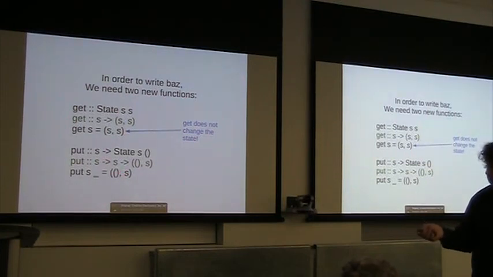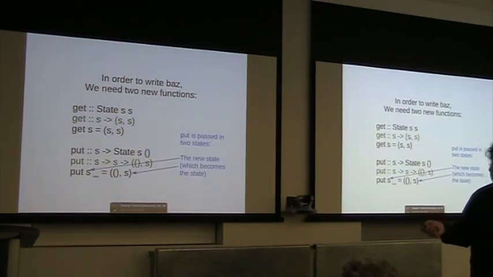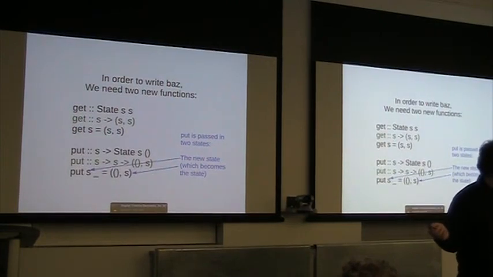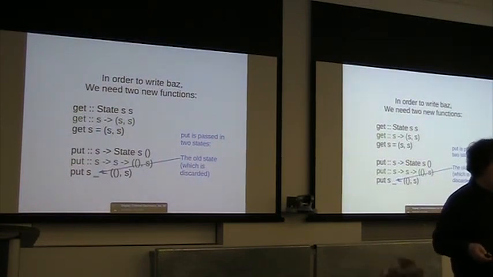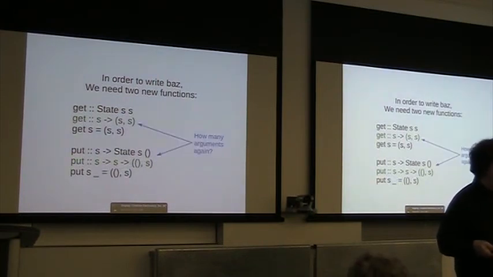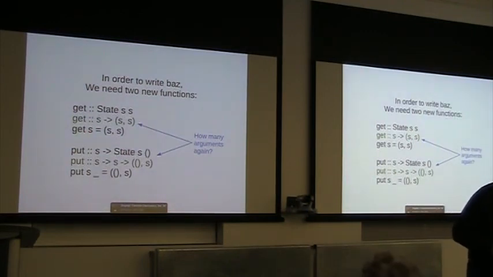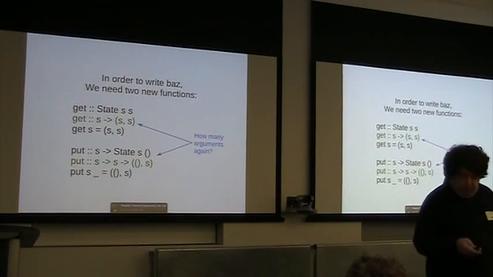Put is a little bit more interesting. Put is passed in two states, right? It's passed in the new state, which is what we want the state to become, and then it's passed in the old state, what the state was when we called the function, which we want to ignore and just throw away. And again, I'm playing serious games here. How many arguments are in the function? Sometimes I want to act as if it's a value, sometimes I want to act as if it's a function. Same trick as before.